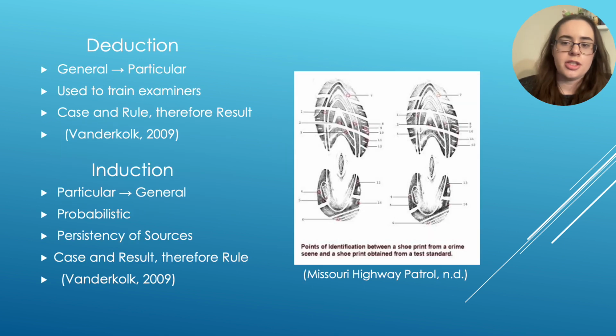The first type of logic that I will discuss is deduction. This logic type is taught to forensic scientists when they are in school and in training, with the progression of the logic being from general to particular details. This is summarized as case and rule, therefore result, which in an educational setting would be seen as the examiner or student being aware of the images being from the same source or not, and individualization or exclusion is possible because the features are unique and persistent.